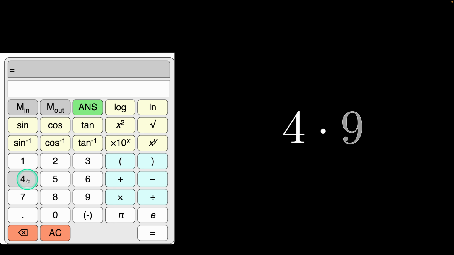4 times 9. Here, you can navigate to the multiplication sign with the mouse, and the calculations will appear on the bottom row while the answer shows up on the top row. If you need to correct something, this button removes one character at a time, and pressing the AC button once clears the bottom row, while pressing it again also clears the top row.